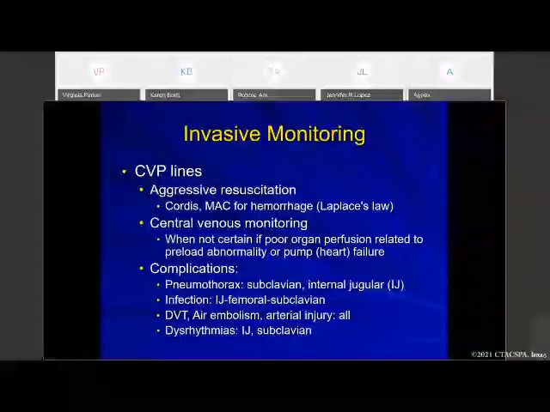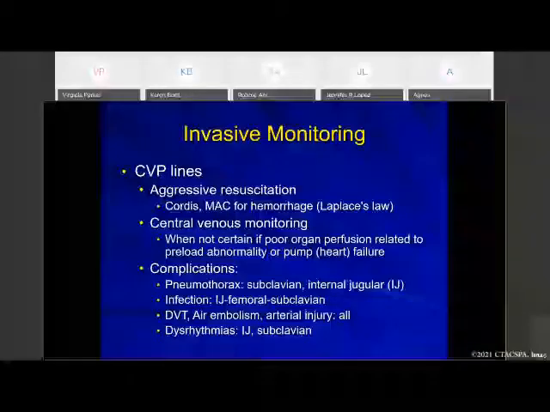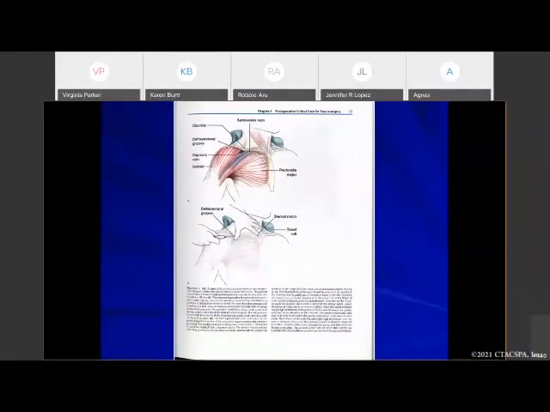You can get air embolism if you're not careful with how you place them and take them out. You can hit the artery, of course, and you can get some dysrhythmias if the wire goes in and tickles the heart. Most of the time it's self-limited, but you'd be surprised sometimes that it persists.